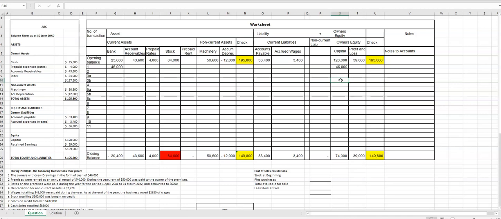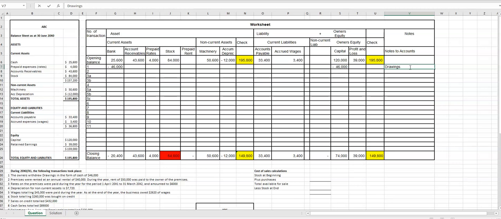Just as a final point, it's a great idea to complete the notes to the accounts to explain what this transaction represents. It doesn't need to be a lot, but it should be enough to explain what the transaction is about. So here I'm just going to type in drawings just as a bit of an explanation as to what it is. Okay, so we've done our first transaction.